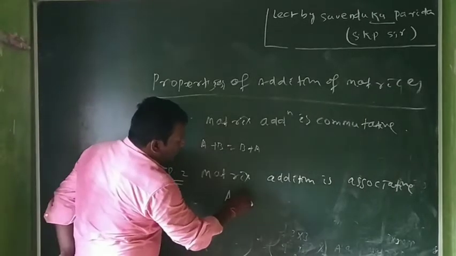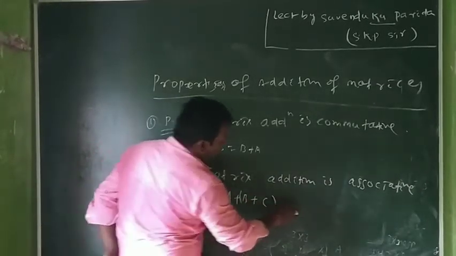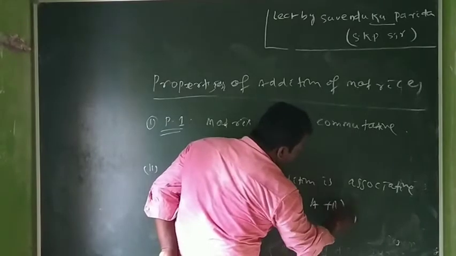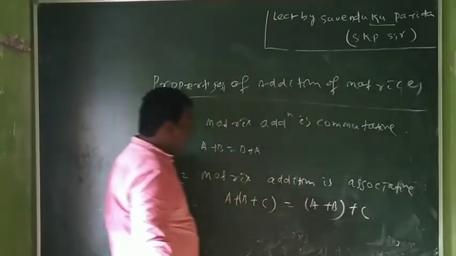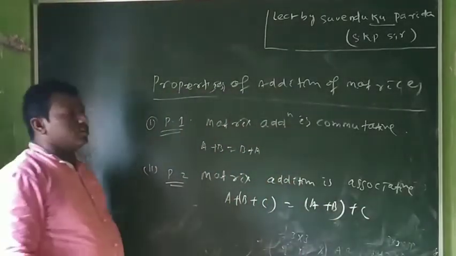A plus B plus C equals A plus B plus C. Matrix addition is associative. Clear?